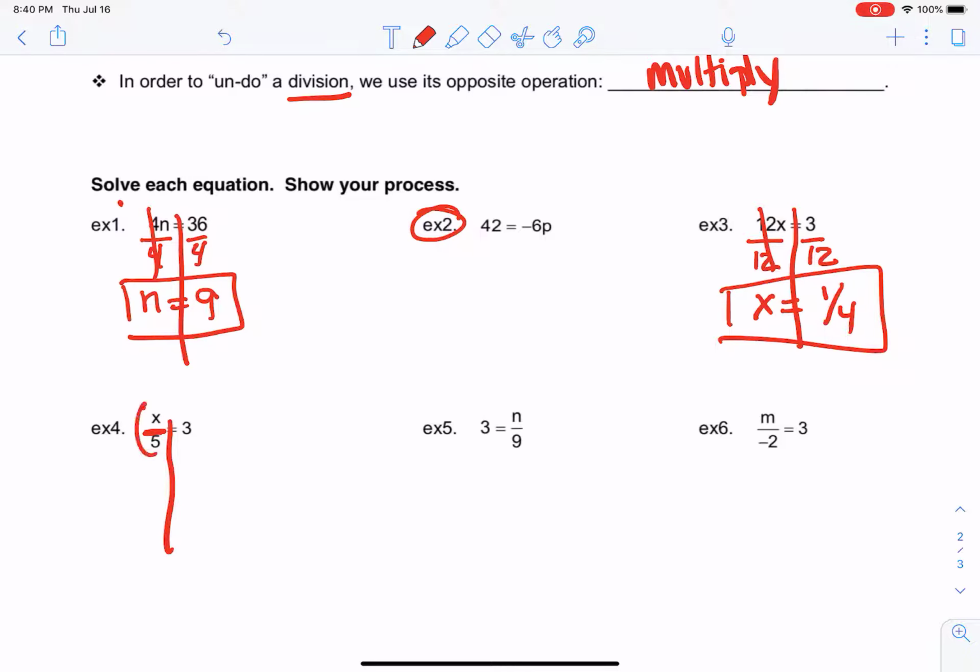Go ahead and try, I'll try example 4 with you actually, because this is a division problem. So to undo division, to get x by itself, I'm going to multiply 5 on both sides. Okay, these 5's cancel out. I'm left with x is equal to 15. Go ahead and try example 5.